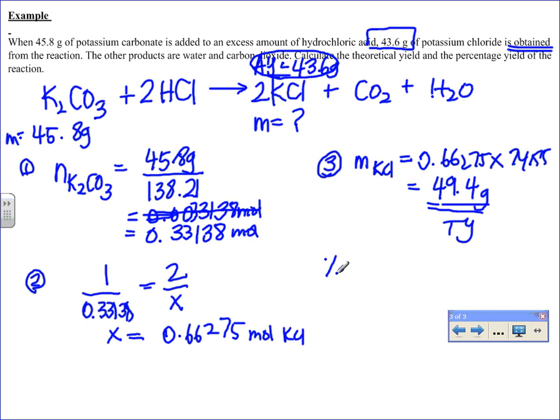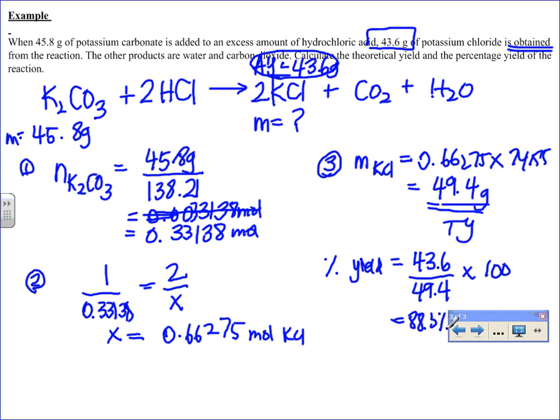So my last step in solving the problem is to find the percentage yield. And the percentage yield is my actual yield. So when I did the experiment, I obtained 43.6 divided by the theoretical yield, which I calculated at 49.4 times 100. And the percentage yield that you get is 88.3%.